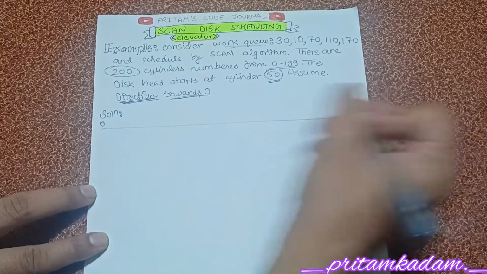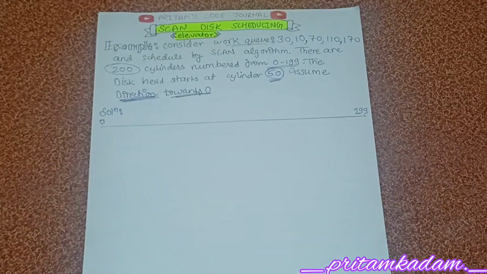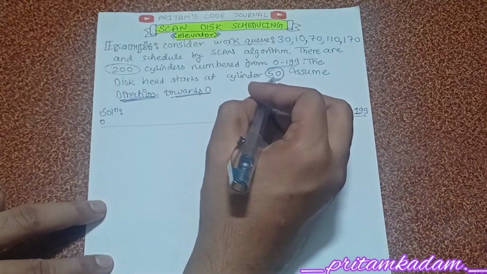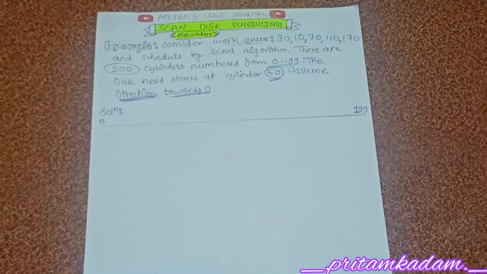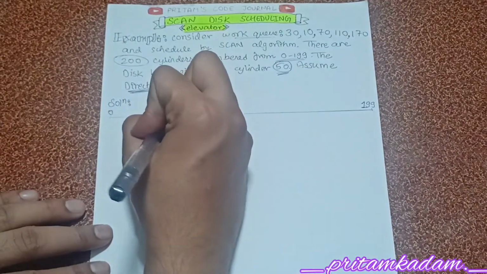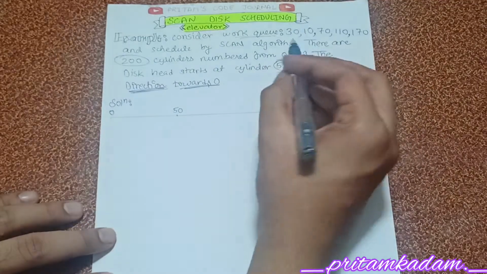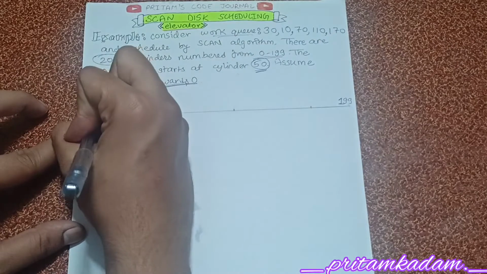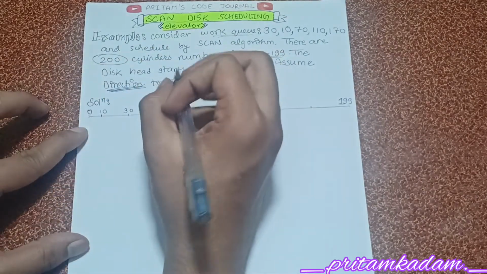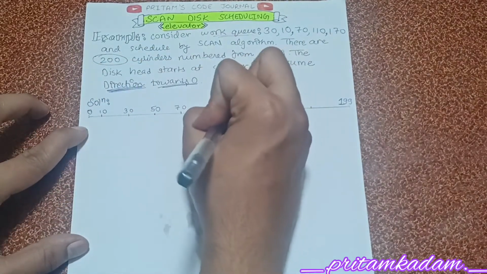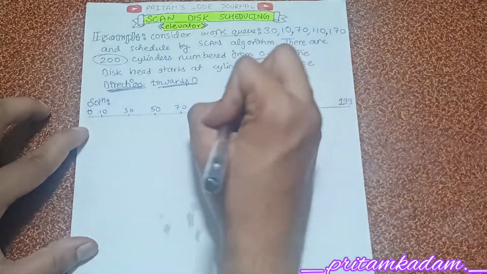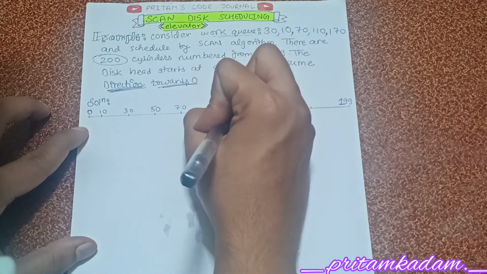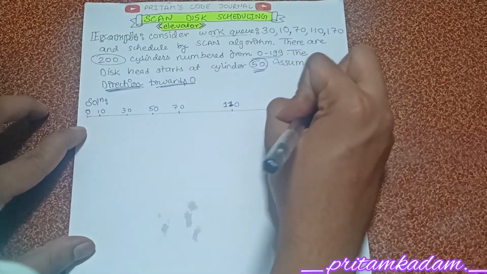So we have made the number line, and we have written 0 to 199. Now let us mark 50 over here. Then we will allocate all these from the work queue. First of all 10, then 30, then we have 70, then 110, and then 170. So here it is 110, and here it is 170.